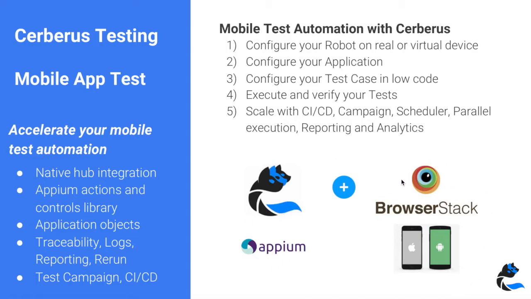So we will start by configuring the robot on a real or virtual device in Cerberus. Then we'll configure the application, define the test with the various steps in low code, and then we'll execute them. We'll end by sharing how you can scale your approach with CI/CD, campaigns, scheduling, parallel execution, or also leverage reporting and analytics. So let's get started.